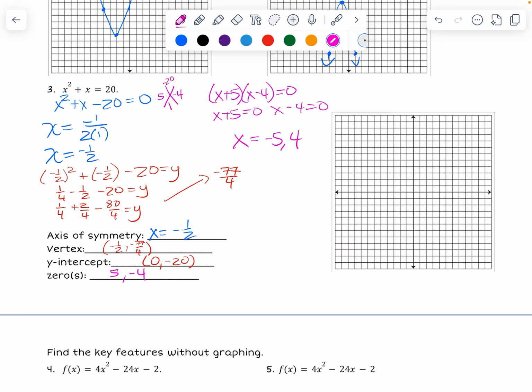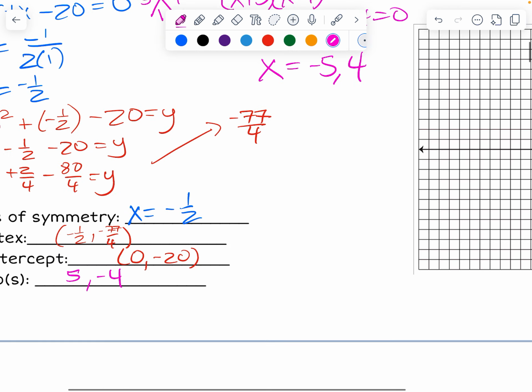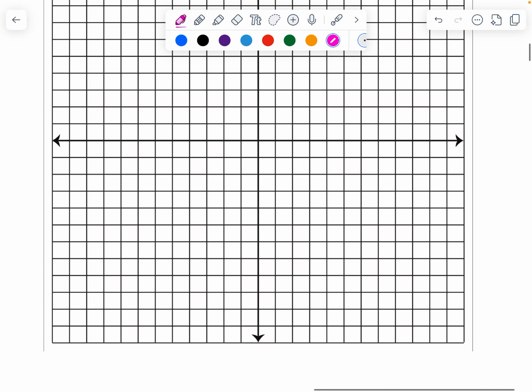77 divided by 4, -19.25. Okay, y-intercept. Okay, so I am going to do 5 and -4. So 1, 2, 3, 4, 5. 1, 2, 3, 4. Okay, and then I'm going to do 2's. So -2, -4, -10, -12, -14, -16, -18, -20.